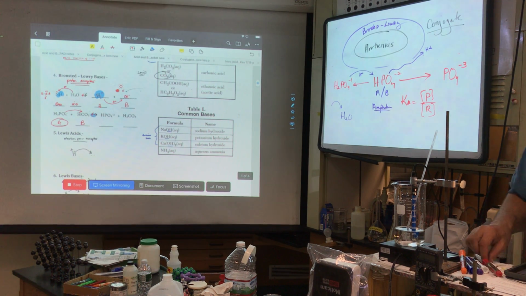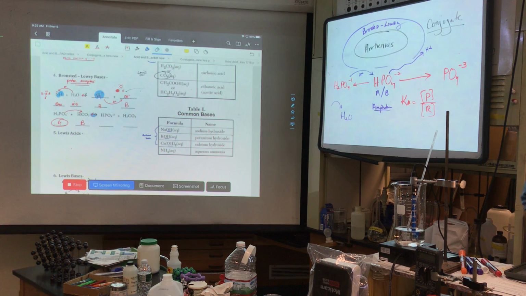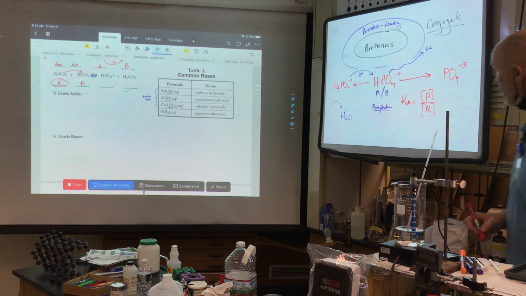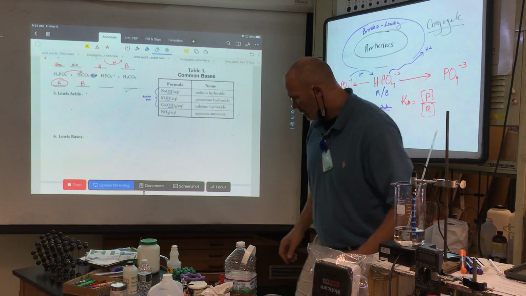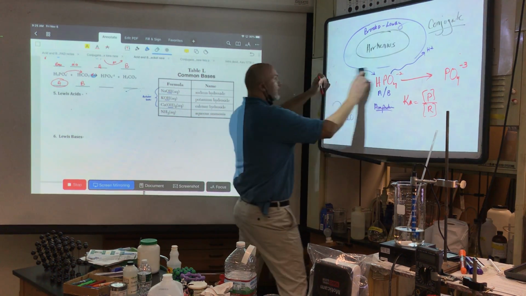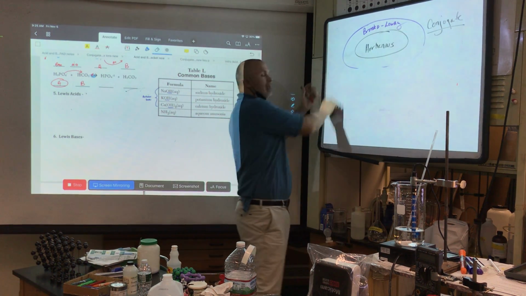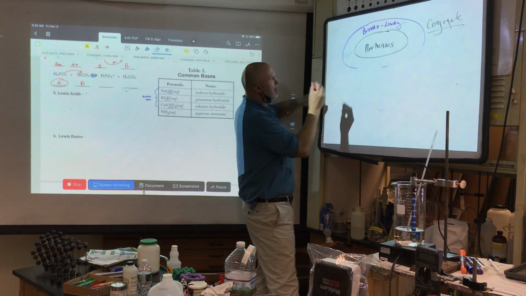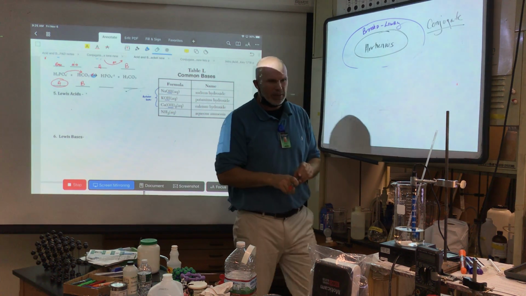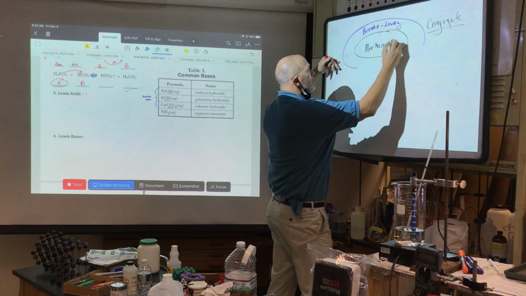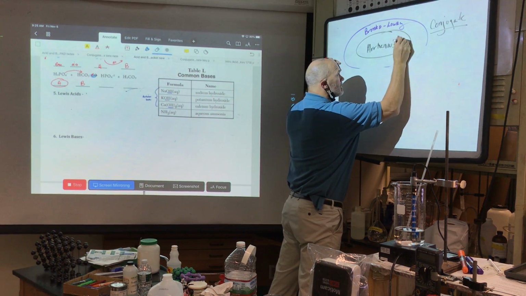So I'm going to erase some things that I did here. Okay, so now, going back to my definitions up here, as I erase some of them. We said Brønsted-Lowry was more encompassing, was a better definition than Arrhenius. Remember Arrhenius? To be a base, you produce OH minuses directly.